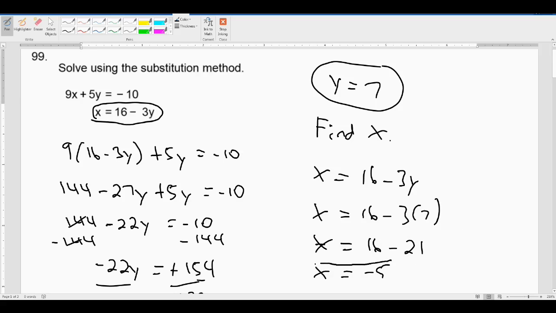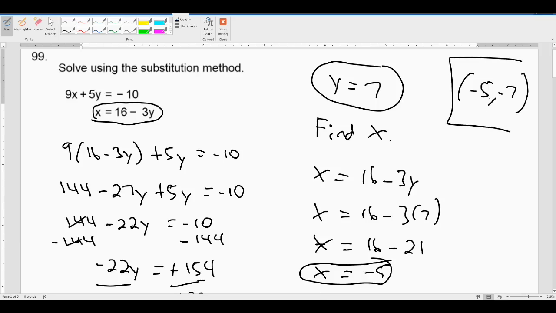Now you can always check it. Let me write the answer down. The answer is negative 5 comma 7. That's the solution right there. If you want to check it, throw in the negative 5 up here, and then the 7 for the y, and see if it all equals out.